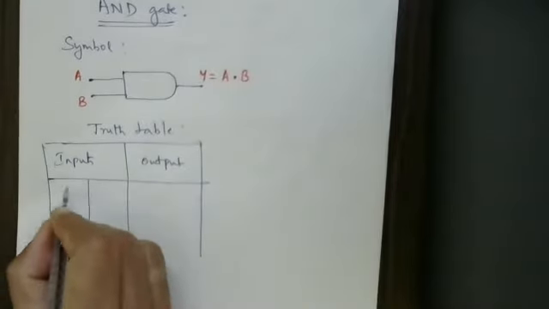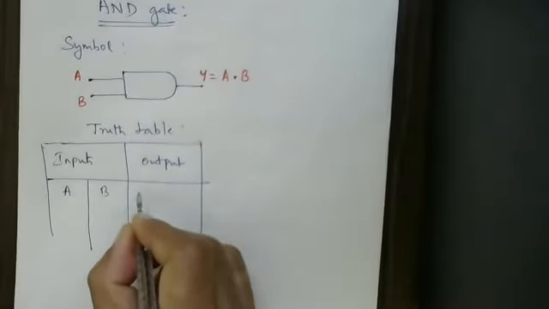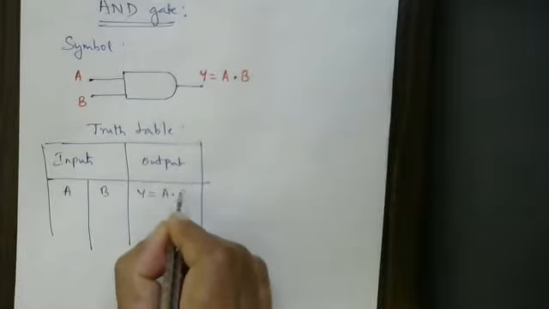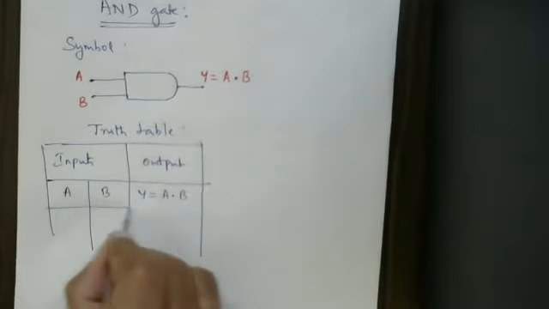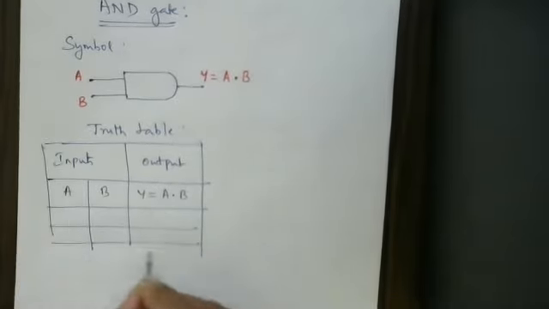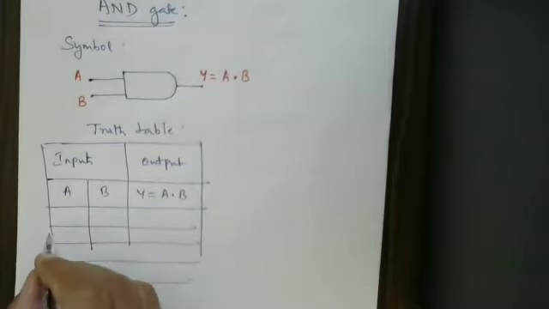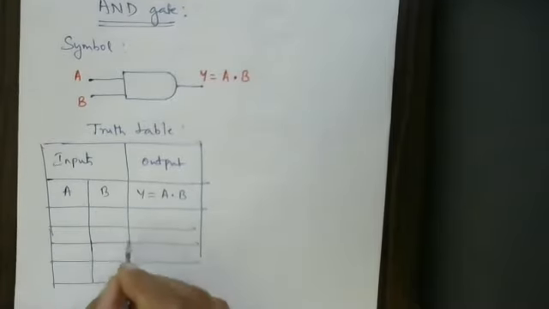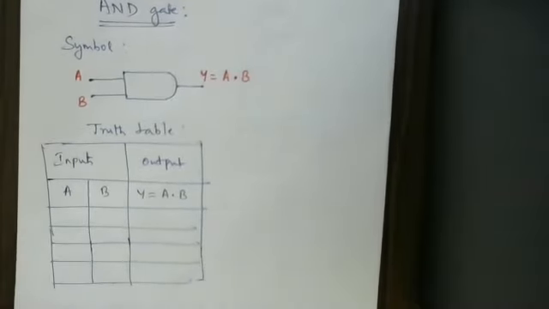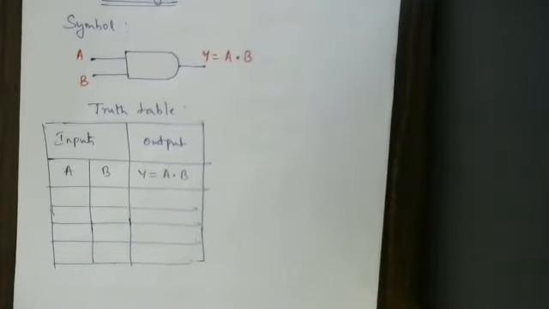There are 2 inputs, A and B, and there is an output, Y is equal to A dot B. If two inputs are there, we are going to get four possibilities. Four options you are going to get.